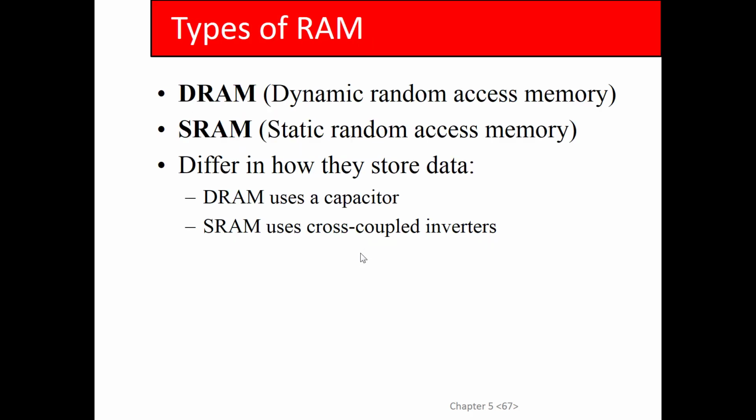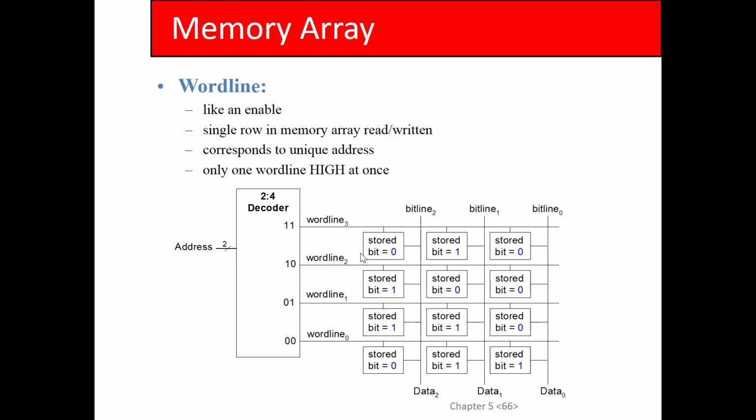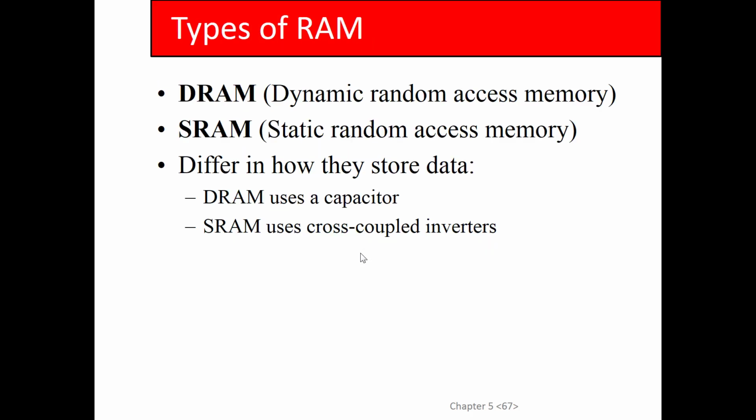Okay, so there's different types. The question now is, what are in these boxes? How are these bits physically stored in a memory array? How does that work? Because you can see this is very abstract. It just says stored bit. There's multiple ways to do that, and that's defined by what type of RAM or ROM you have.